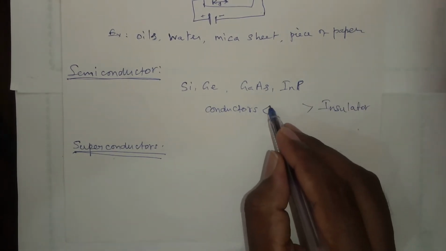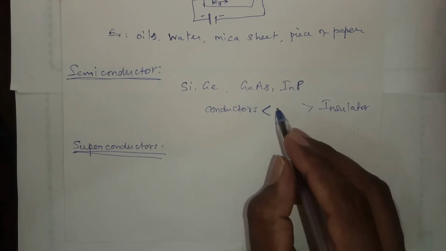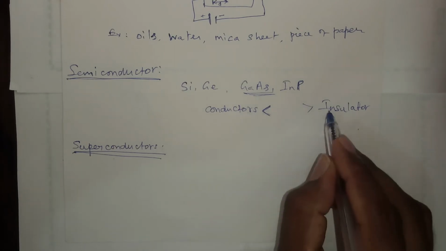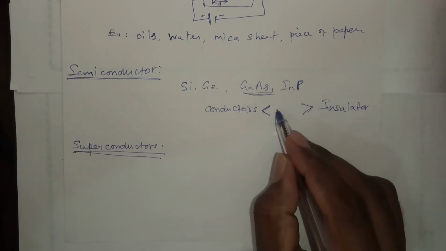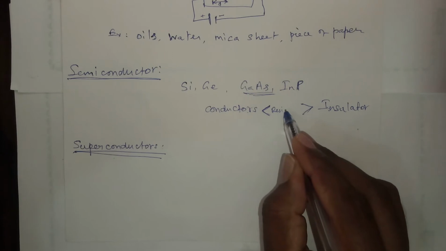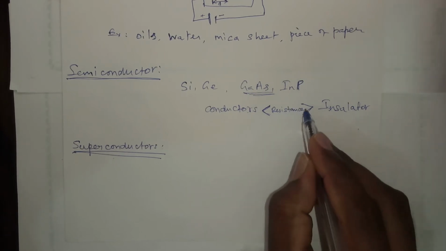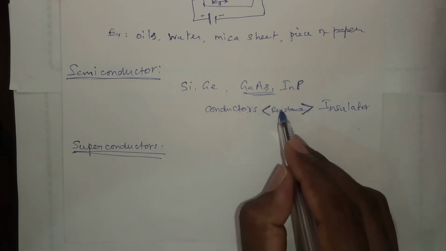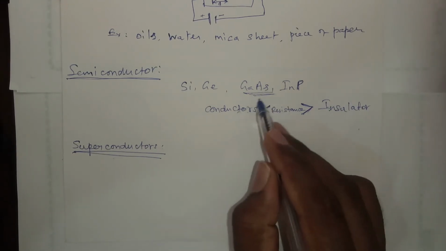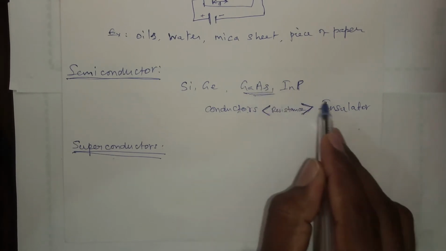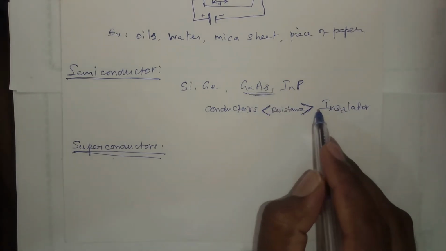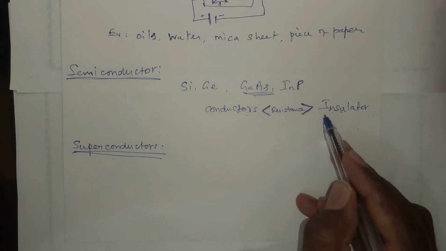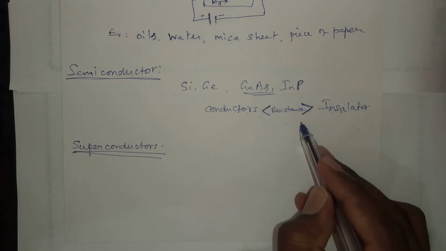So the electrical resistivity of semiconductor materials is greater than that of conductors, and at the same time less than that of insulators. Resistance means the opposition to the flow of electrons. So semiconductors have fewer free electrons compared to conductors, and at the same time more free electrons compared to insulators. So the electrical conductivity lies in between conductors and insulators. This type of material is called a semiconductor.